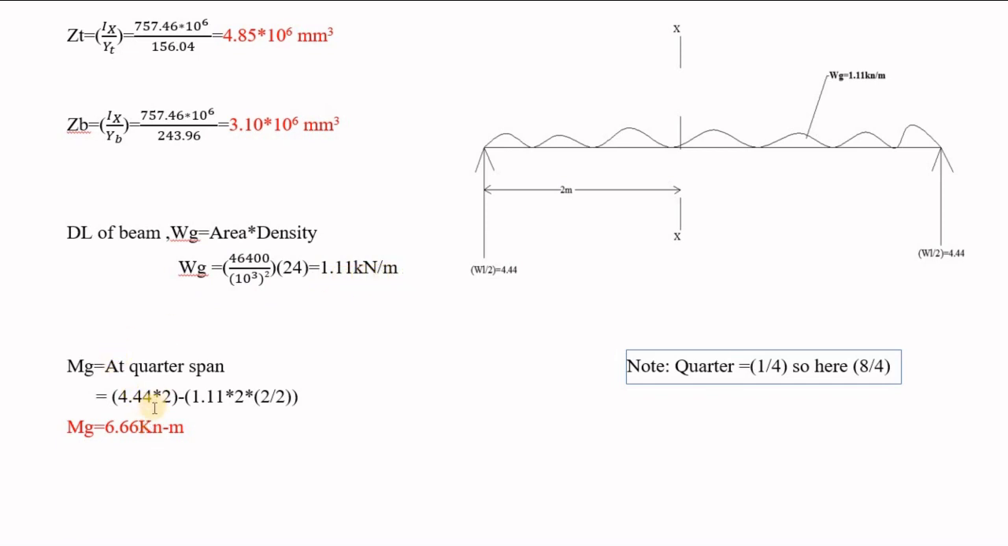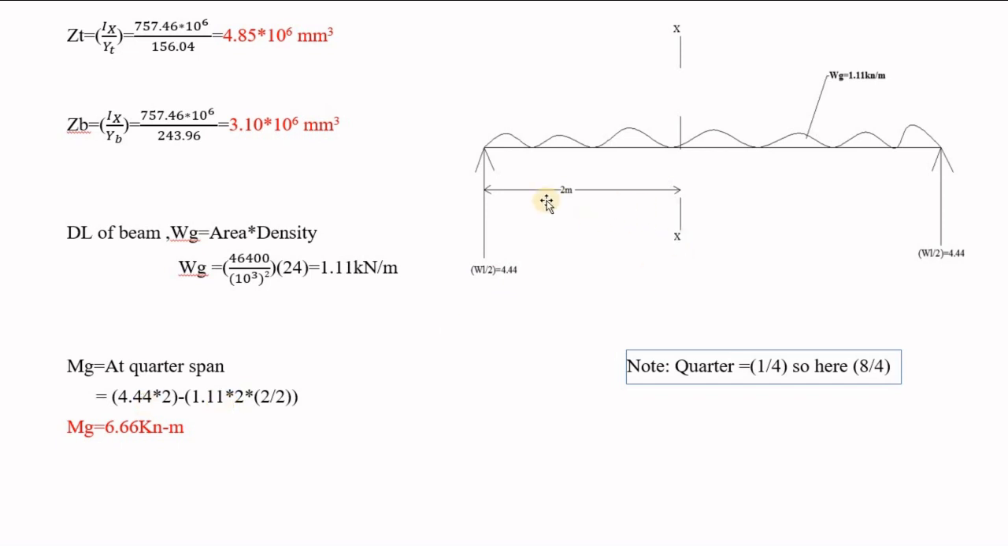The next comes the moment due to dead load. Moment calculation due to dead load exactly at the quarter span. In the question itself they have asked, quarter means it is at the 2 meter distance. What is the moment due to dead load we should find out. So for that we should find out the support reactions present here. For a simply supported beam carrying a UDL, the support reaction formula is WL by 2.